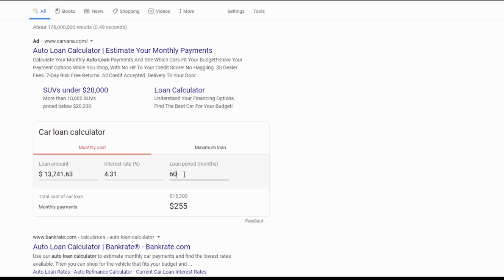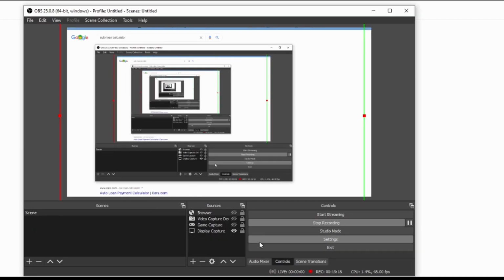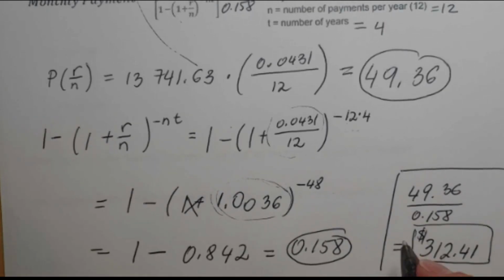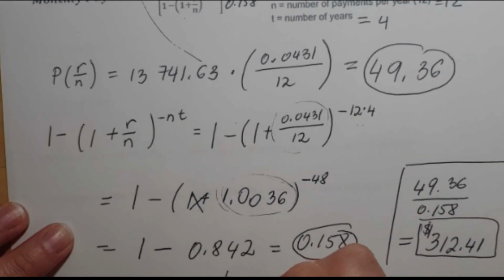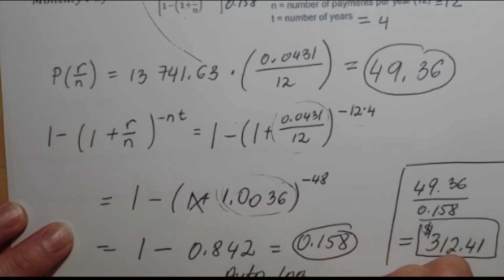Okay, interest rate, we said our interest rate was 4.31. How long we're going to pay for it? We're going to pay for it for 4 years, but they want it in months. So if I do 4 times 12, that's 48 months. Okay, so they said the monthly payment is $312. Our monthly payments came out with decimal, which is okay. Let's keep it as a decimal. But that's what normal people do. They don't play with all this crazy formulas. They go to auto loan calculator.